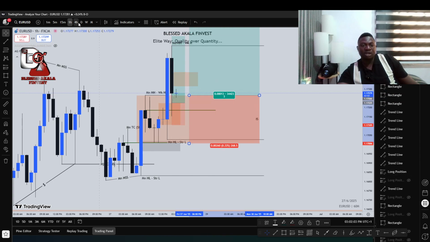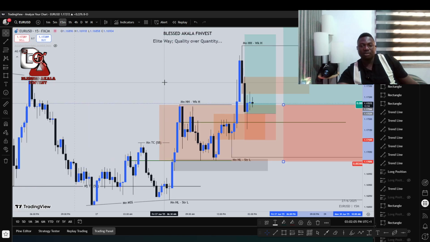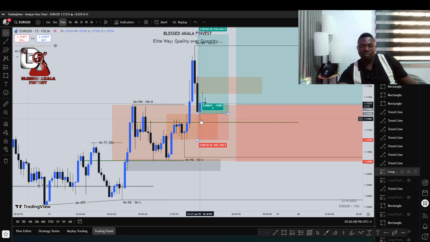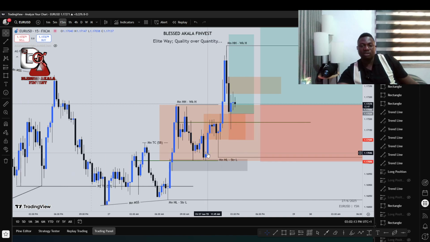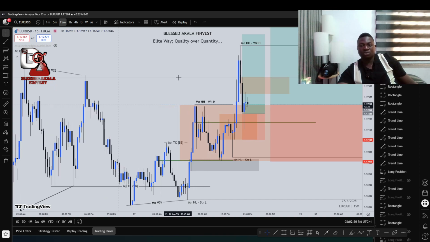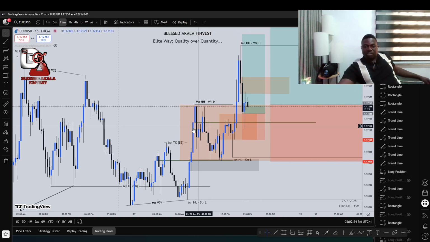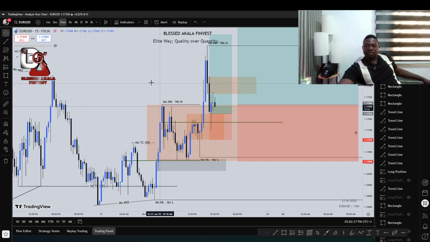If maybe the market wants to sell, then once the market closes below this low, we can start looking for sell in the market. But at least for now, we'll continue in our buy. We follow whatever the market is doing, and at the same time try to capitalize on whatever opportunity is being presented to us.